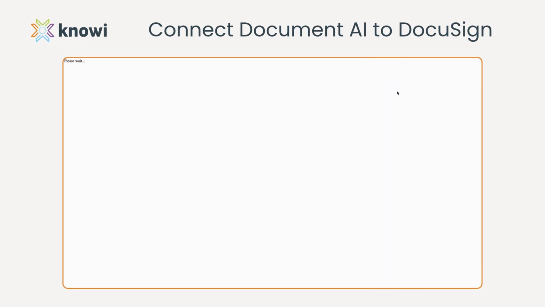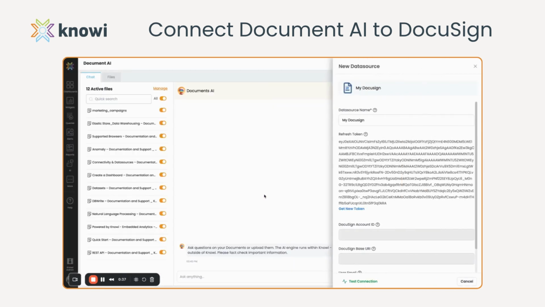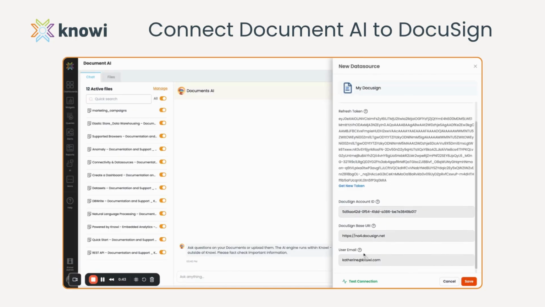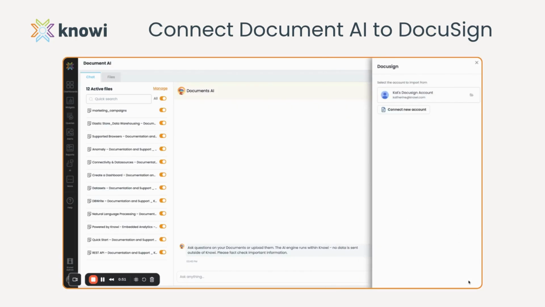When you select Connect New Account, you'll be taken to a new tab to sign into your DocuSign account. Once you sign in, you can verify your DocuSign account information and then rename your data source. Now we've connected to our DocuSign account.